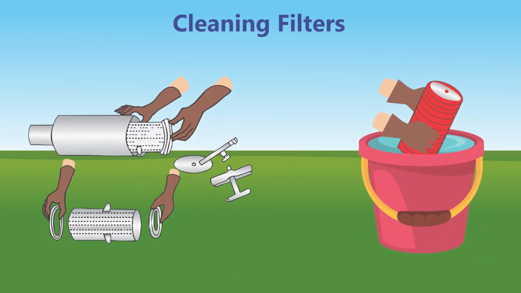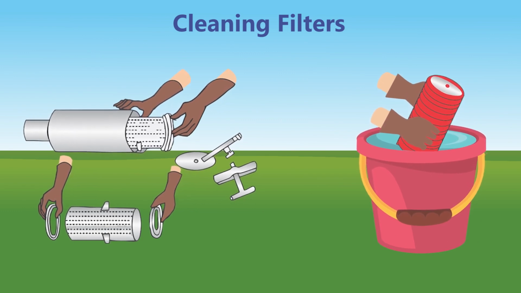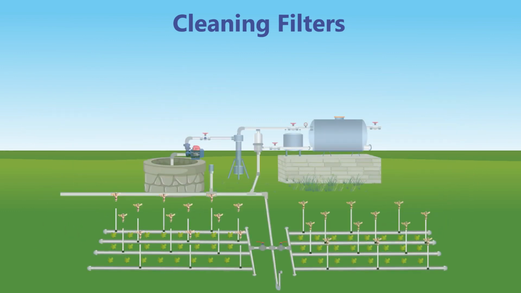Rinse the filter screen or basket, reassemble the filter and replace the damaged or worn out parts. Turn on the zone again to check that everything is leak proof and operational. So this is how you can clean your filters.